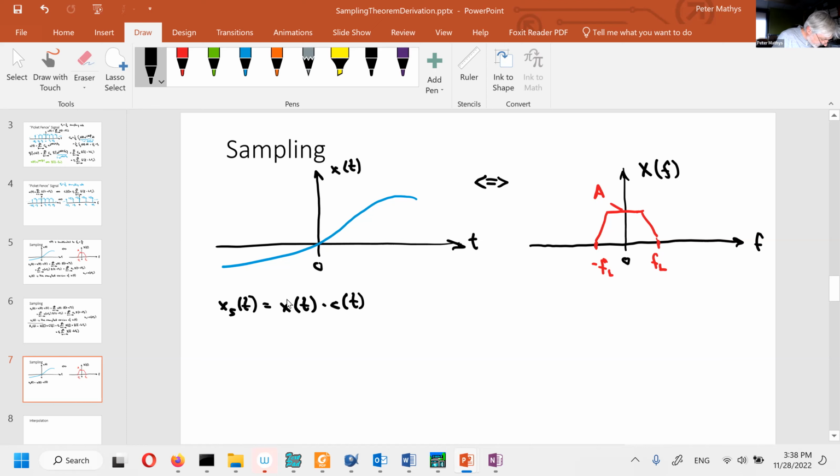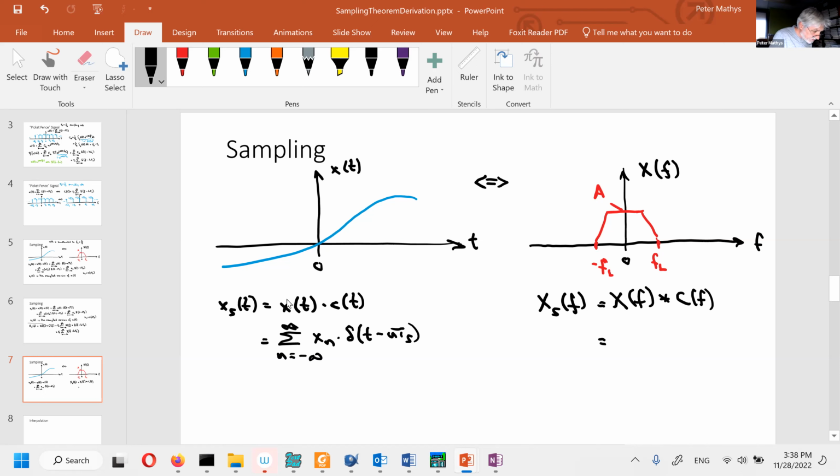And then over on this side, we have x sub s of f being equal to x of f convolved with c of f. And then we know what the result is here, so we can write that down. It's the sum over n equal to minus infinity to plus infinity of x sub n times delta of t minus n times ts. And here we can write that this is equal to fs times the sum over k equal to minus infinity to plus infinity of x of f minus k times fs.